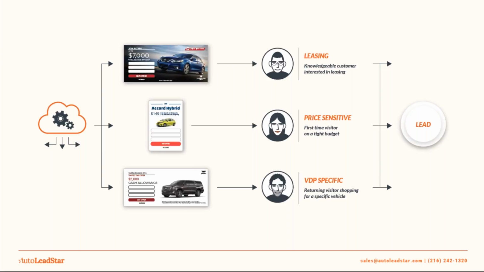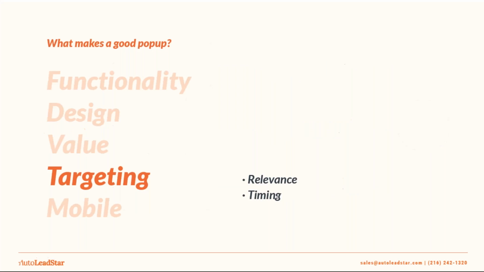And if we look at a VDP-specific shopper, meaning somebody who's returned a number of times, is shopping for a specific vehicle, okay, that person can then see an offer related to that particular vehicle, really maximizing on what that shopper considers valuable. And that takes us to smart targeting, okay?